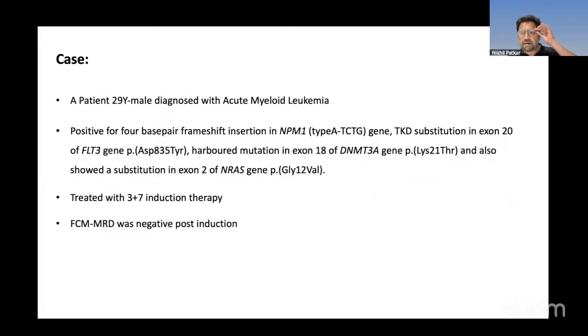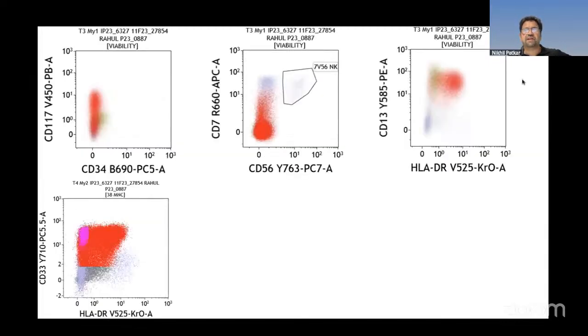So this is an example: a 29-year-old male with AML. He had an NPM1 mutation, KIT mutation, as well as a DNMT3A and a RAS mutation, was treated with induction therapy, and was negative by flow cytometry. This is how the patient's flow was at baseline. You can see that CD117 was variable, CD34 was negative, HLA-DR was weak, CD13 was bright, CD33 was variable, and so on.